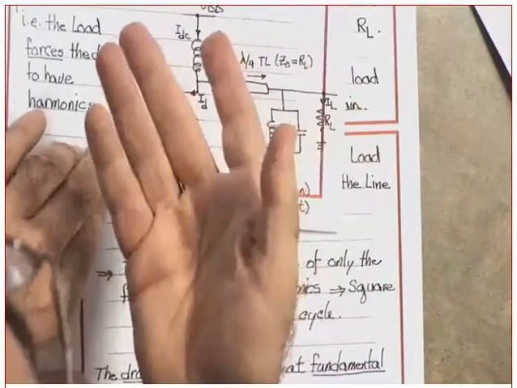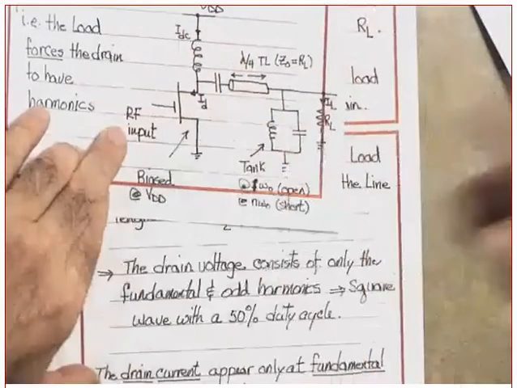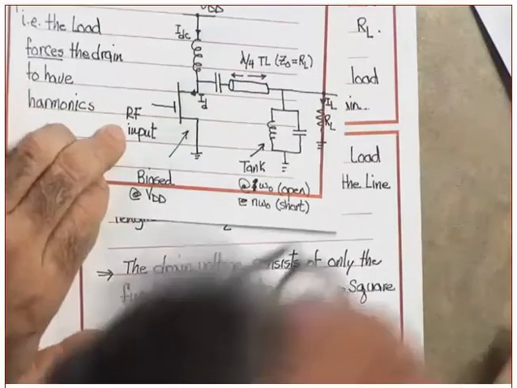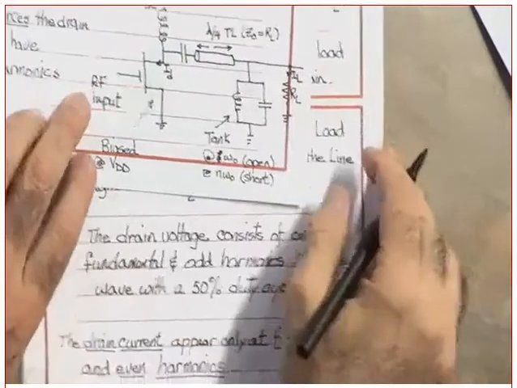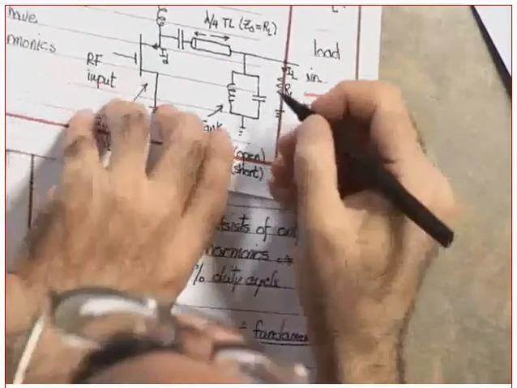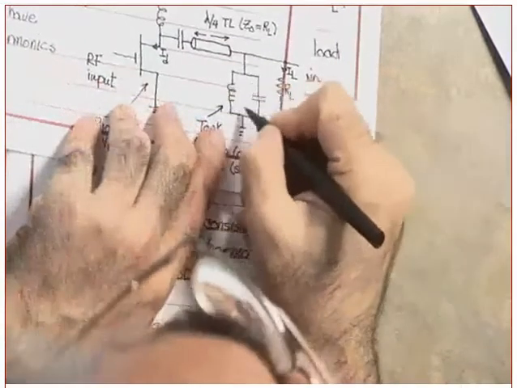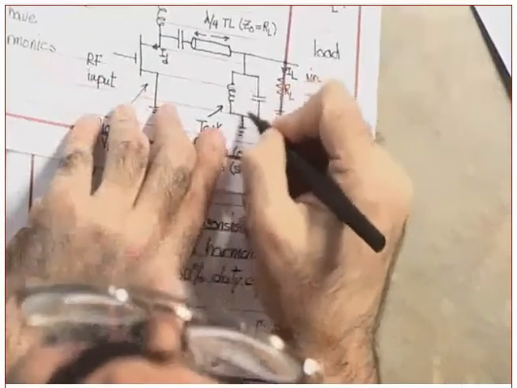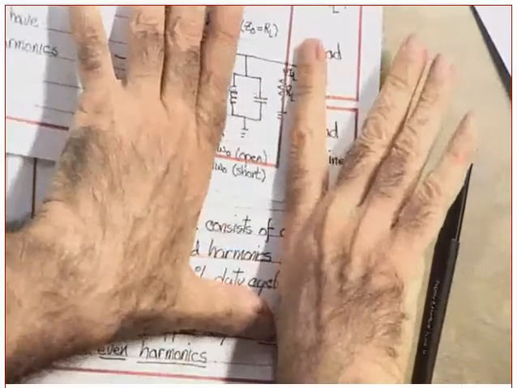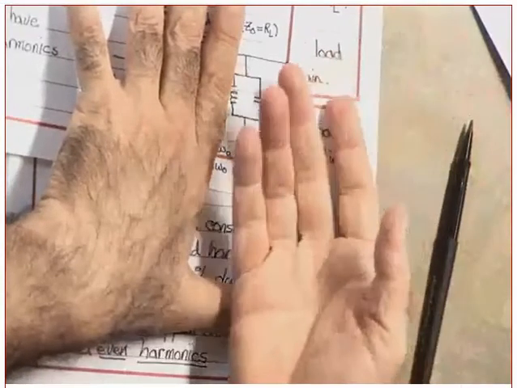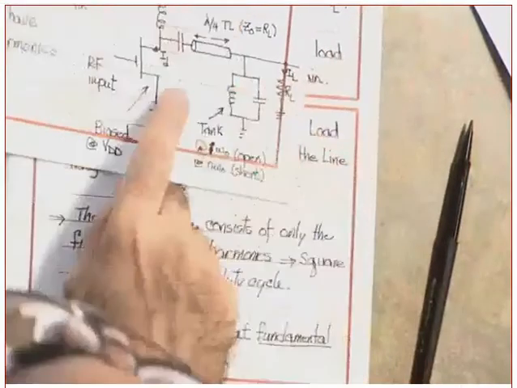Which is RL, which means as if the transmission line is what? It's not there. You are losing me here. Have mercy on me. One more time. At the fundamental, what is this behaving as? As an open circuit. What is the load? RL. RL in parallel with what? Open is what? Is RL. Yes? So this RL.